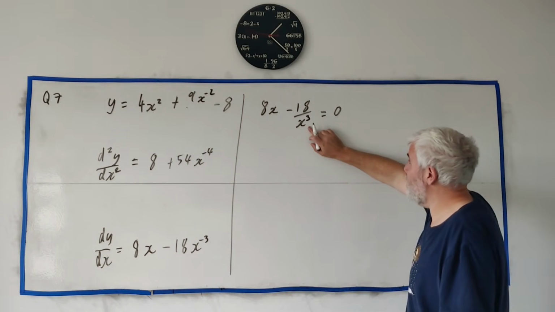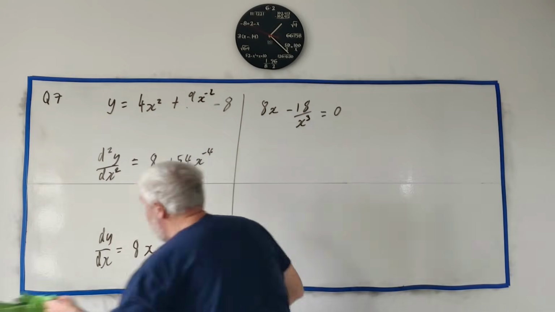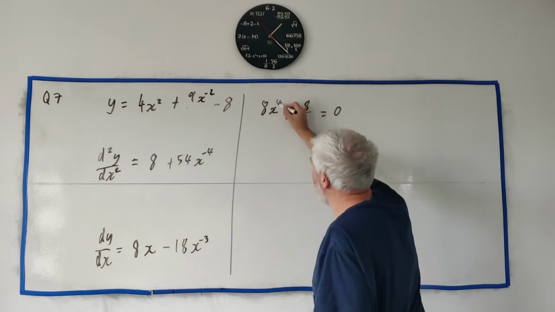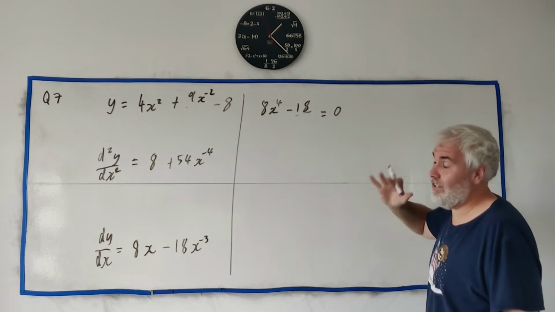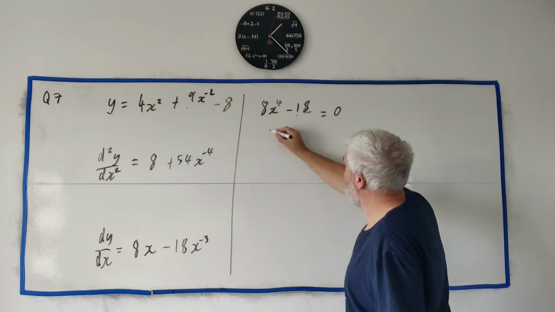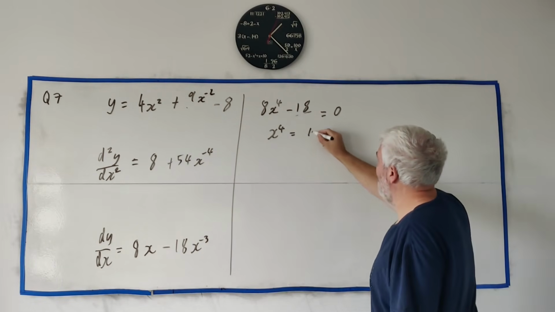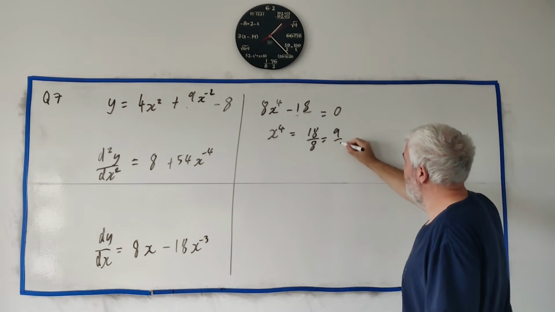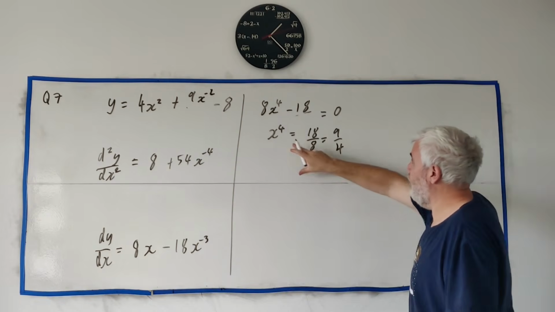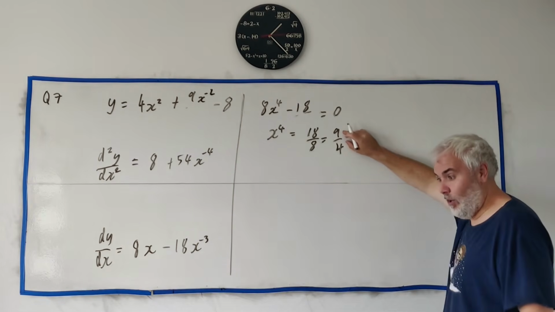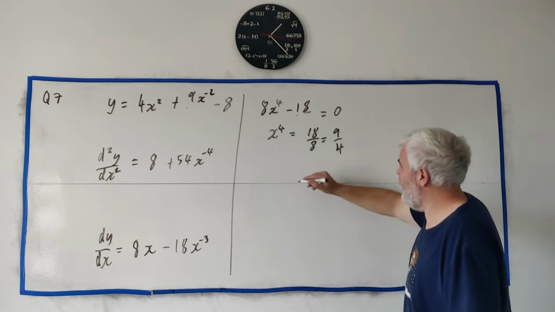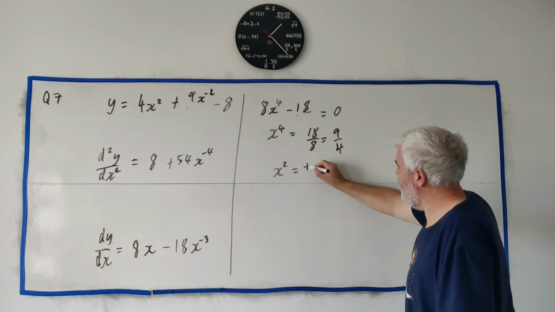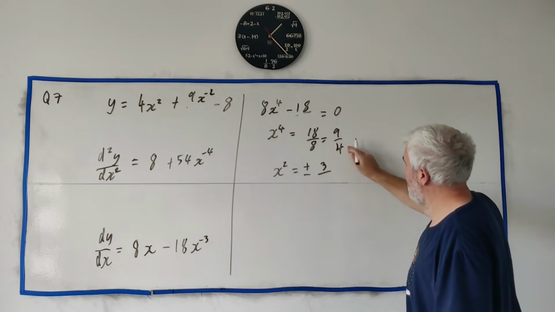First thing we do is multiply everyone by x cubed. Multiply this by x cubed, it disappears. Multiply this by x cubed, it becomes x to the power 4. 0 by anything is 0. We get x to the power 4 is equal to 18 divided by 8, which is the same as 9 divided by 4. So we just need this to the power of 1 over 4. It doesn't go in fully evenly, but let me write it like this. x squared would be the square root of both these, plus or minus, this would be 3 and this would be 2.